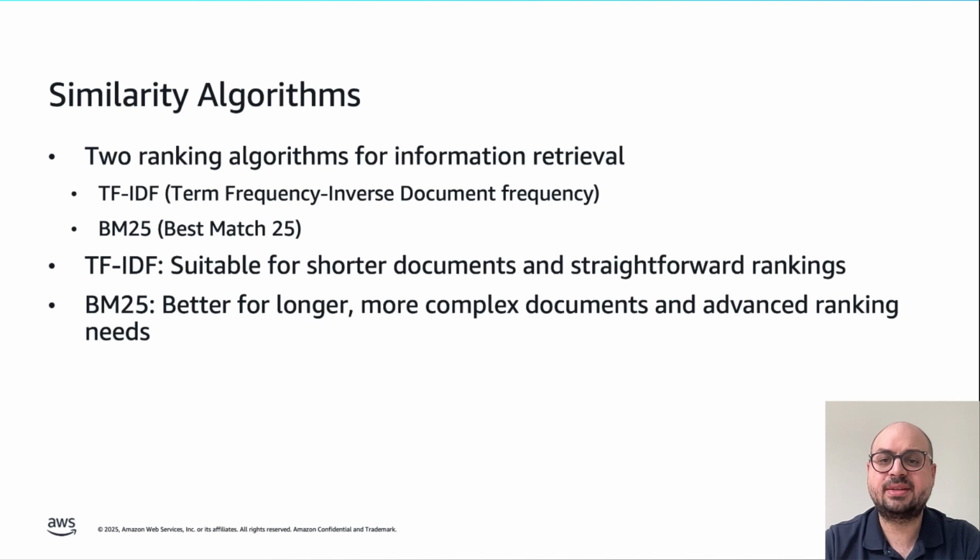On the other hand, TF-IDF does not account for document length, whereas BM25 incorporates document length into its scoring logic. The choice between the two depends on the document complexity and length. TF-IDF is suitable for shorter documents and straightforward rankings. BM25 is better for longer, more complex documents and advanced ranking needs.